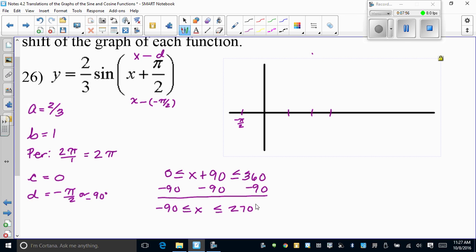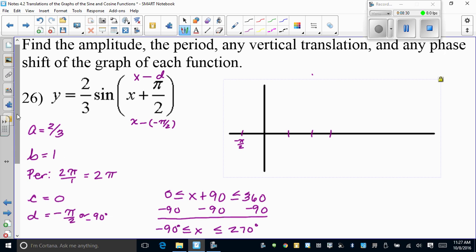These are degrees, so I'll put the degree symbols. But I also know that this is negative pi over 2, and this is 3 pi over 2. And yes, you should know that as well, because that's off the unit circle. So there it is, negative pi over 2 to 3 pi over 2. The halfway point is going to be positive pi over 2. And then our quarter points, believe it or not, are at 0 and at pi. So 1, 2, 3, 4, 5 points. I have 5 points. It doesn't say to graph it over 2, so we're just graphing it over 1.